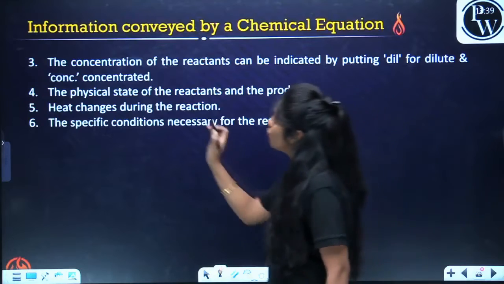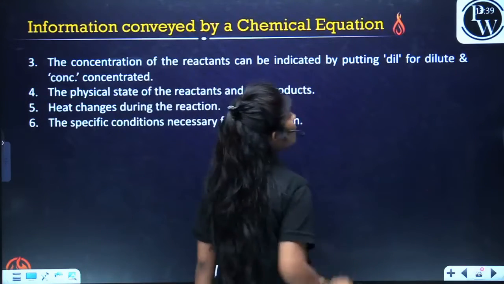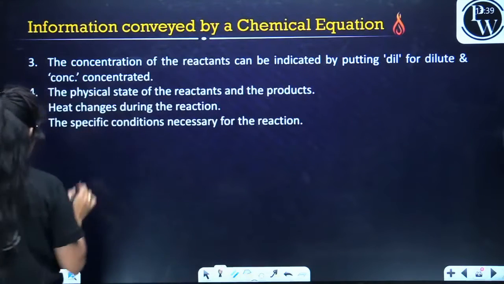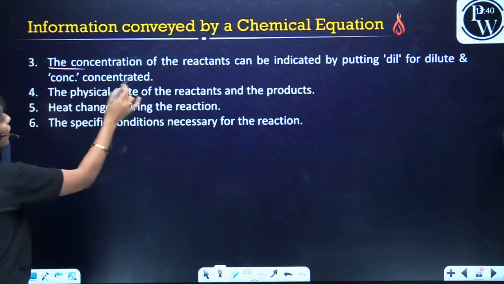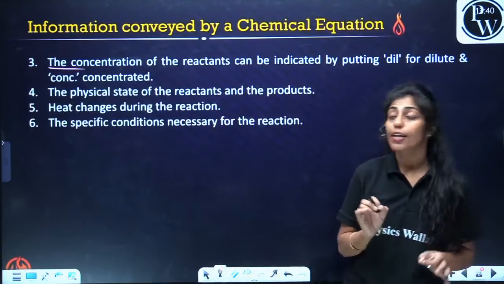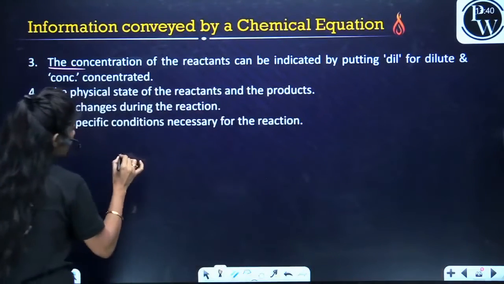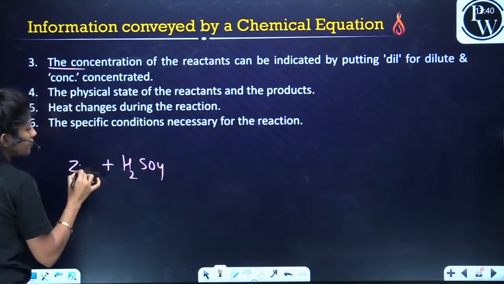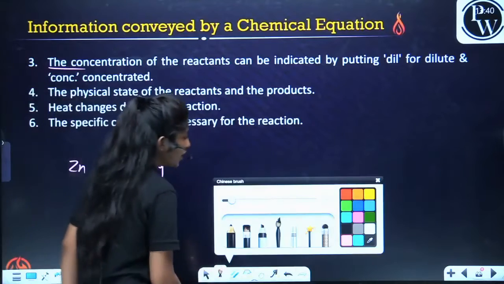Next, we have the information conveyed by a chemical reaction. We already have discussed this. So basically, the concentration of a reactant can be indicated by putting dilute. Suppose I am using H2SO4 that is reacting with Zn. Okay, so this is the sulfuric acid.